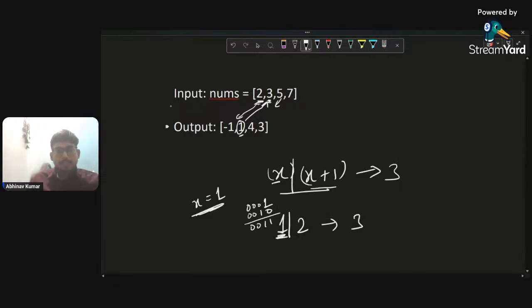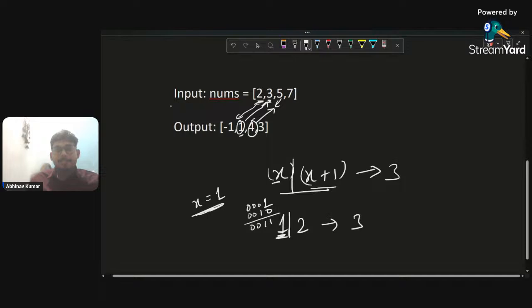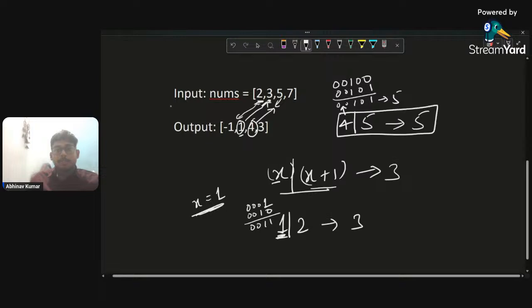Now, in the same way for 5, I can make 5 using 4 OR 5. If you see, 4 in bitwise form is 00100, and 5 is 00101, so the bitwise OR of them is going to give you 5 only. So for x equal to 4, you obtained 5. For 7, my answer was 3, because 3 OR 4 is going to give me 7.